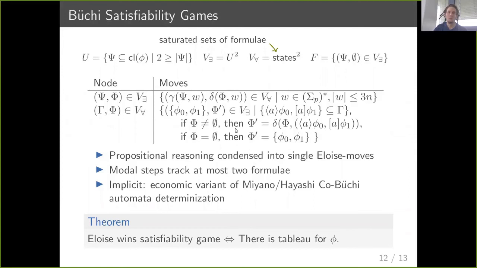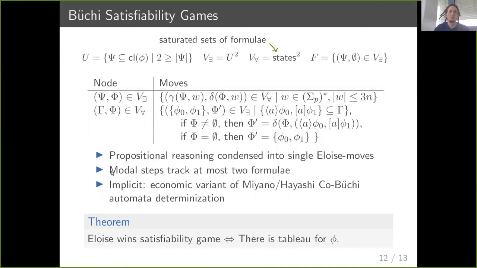So that means if Eloise wins this game, then there is a tableau because she moves in such a way that she ensures that we can always apply these tableau rules, and the focus component here gets finished infinitely often if Eloise wins, which means that all the traces, the delta traces, are finite within the constructed structure. So what happens here is that propositional reasoning is condensed into a single Eloise move. That's very crucial here because we will rely on the number of Eloise nodes to get our NP result.